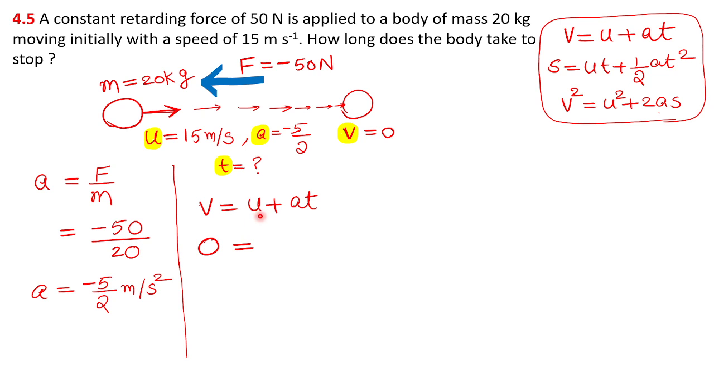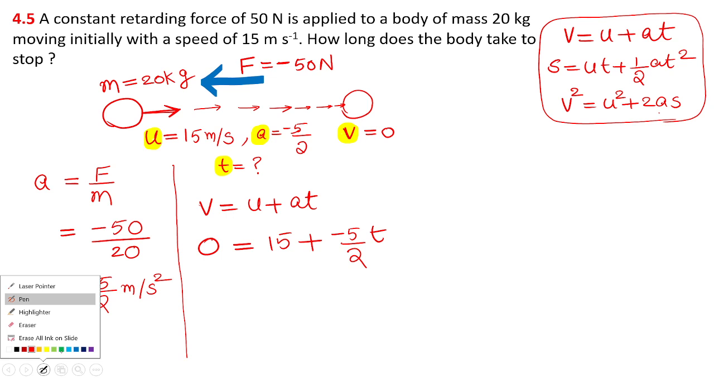u is the initial velocity, 15. a is acceleration, minus 5 by 2. T is the time taken. That's the question.